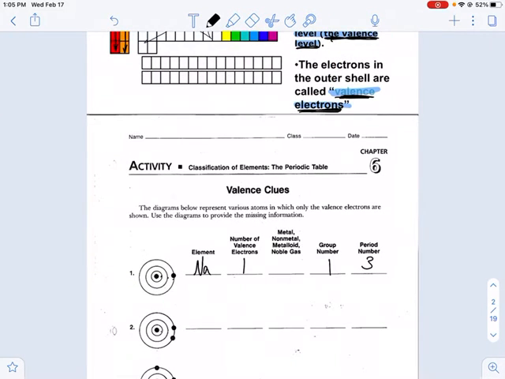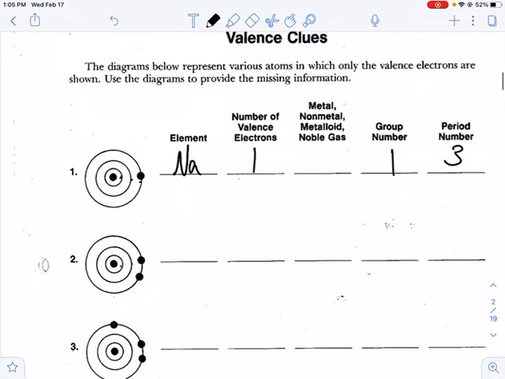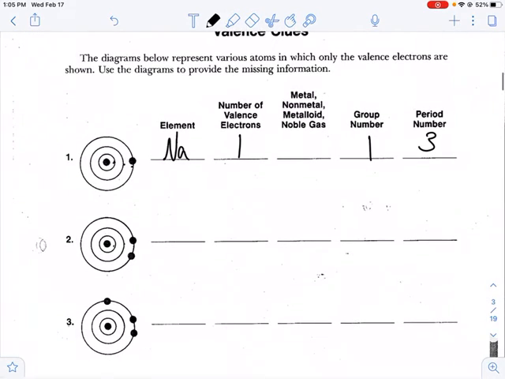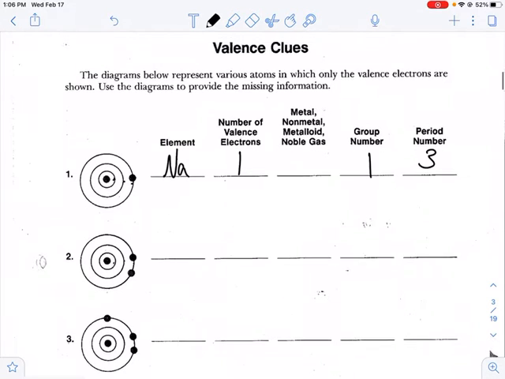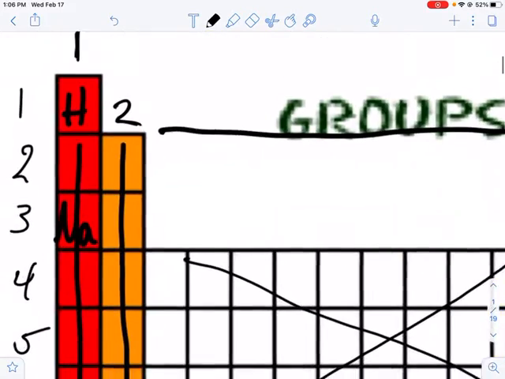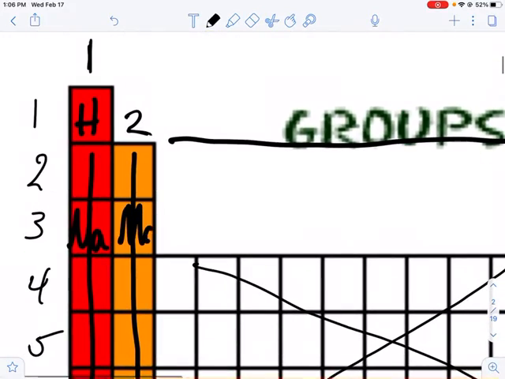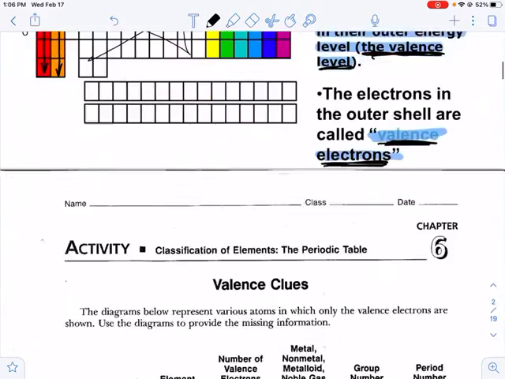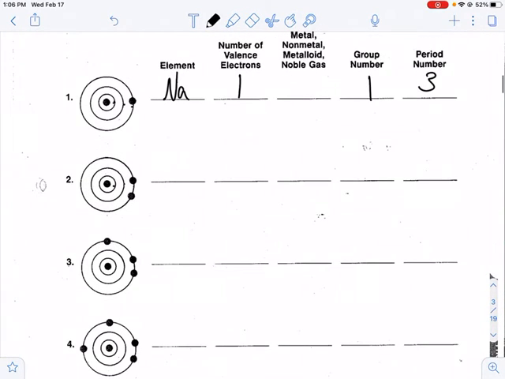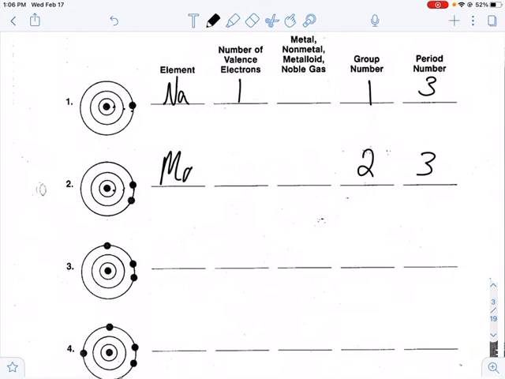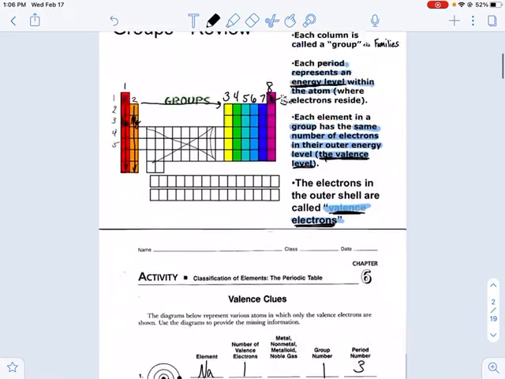So if I give you a question on the test and say, what element is this, and you say you don't know because there are no protons shown, you have to use the other clues to help you. So, 2 valence electrons with 3 energy levels would be magnesium. It has 3 energy levels, so it's in period 3. It has 2 valence electrons, so it's in group 2. It would be magnesium.